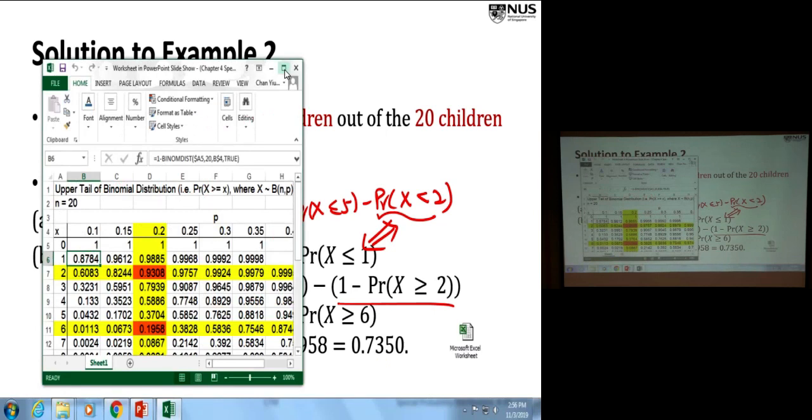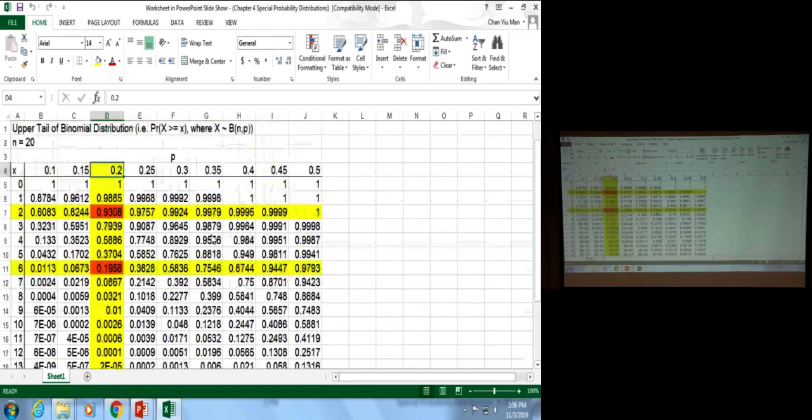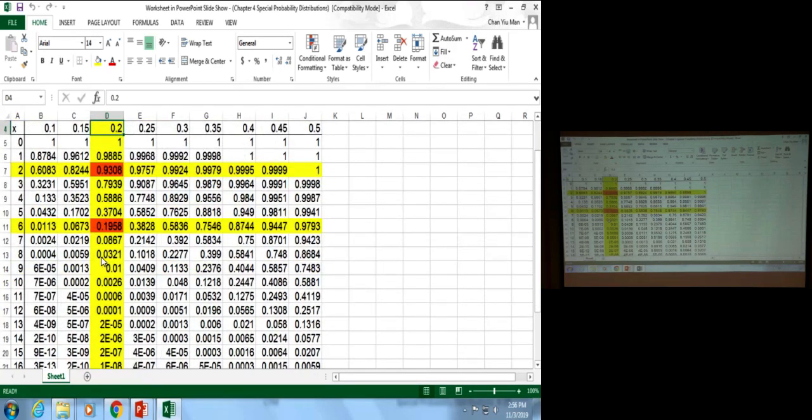So this is the table. This time n equal to 20. Again, it's still upper tails with p from 0.2 up to 0.5. Then probability of X between 2 and 5: it is this one minus this, which will give you the probability between 2 and 5. And what's the other one? At least 8. So it is 1 minus this number.